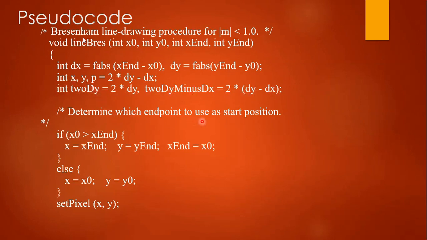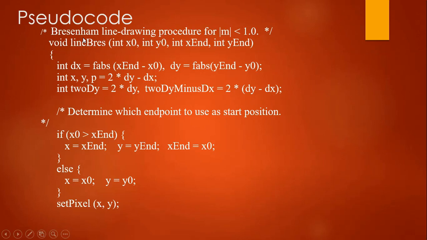Determine which endpoint to use as a start position. So you have to determine it. Based on x naught, y naught, you will be getting the initial start positions to plot. And if x naught is greater than xn, then take x is equal to xn and y is equal to yn, and xn is equal to x naught. Or else initialize x naught to x and y naught to y. This is directly what we are going to do.